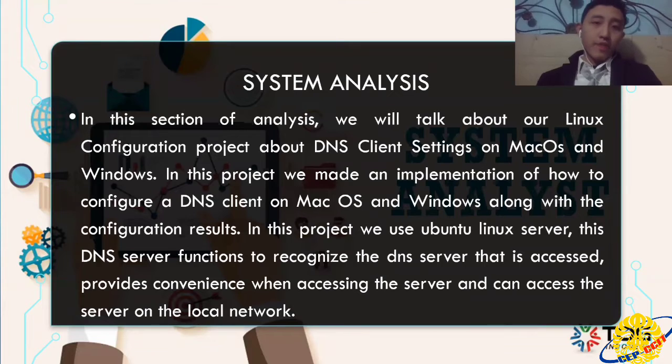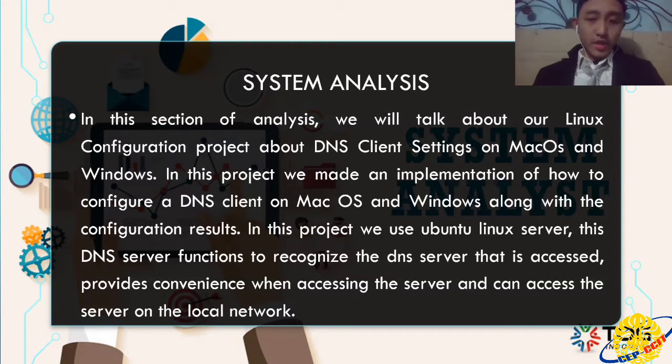In this section of analysis, we will talk about our Linux configuration project, about DNS client settings on Windows. In this project, we made an implementation of how to configure a DNS client on Windows along with the configuration results. In this project, we use Ubuntu Linux servers. These DNS servers' function is to recognize the DNS servers that are accessed and provide confidence when accessing the servers, and can access the server on the local network too.